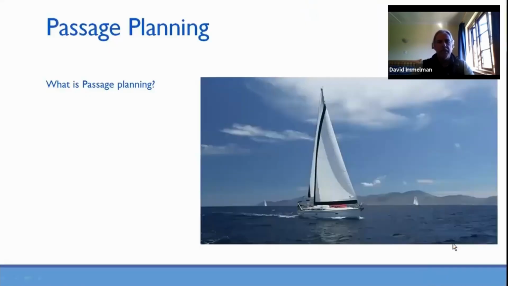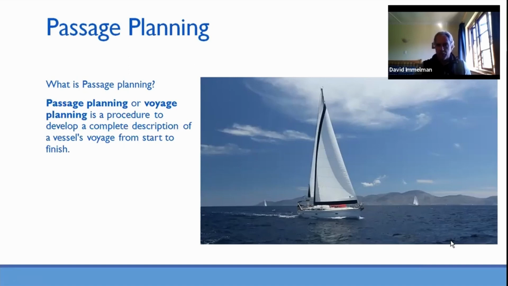Okay, so basic ideas, passage plan. What is a passage plan? What will we be looking at as a passage plan? Planning a passage, or voyage planning, is a procedure to develop a complete description of the vessel's voyage from start to finish before you go. That's the big trick. How you get in and out, what's going to happen when you're out there, what can you do for emergencies, how much stores do I need, etc. It's basically doing your entire trip before you leave, okay?